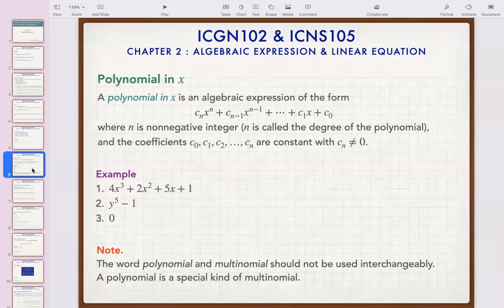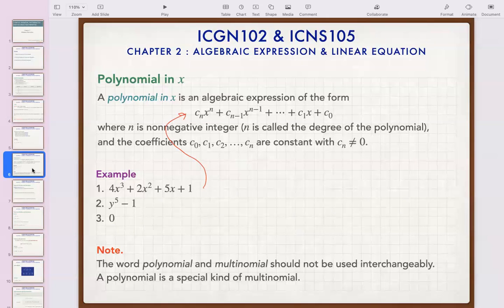For example, you can see that in example number 1, you can write it as 4x cubed plus 2x squared plus 5x plus 1. Here, we can call it a polynomial because you can write it in the form of this one.